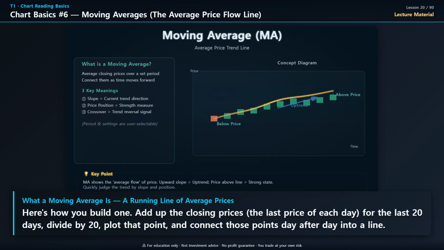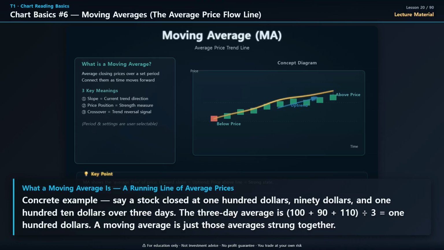Here's how you build one. Add up the closing prices, the last price of each day for the last 20 days. Divide by 20, plot that point, and connect those points day after day into a line. Concrete example, say a stock closed at $100, $90, and $110 over 3 days. The 3-day average is (100 + 90 + 110) divided by 3 equals $100. A moving average is just those averages strung together.